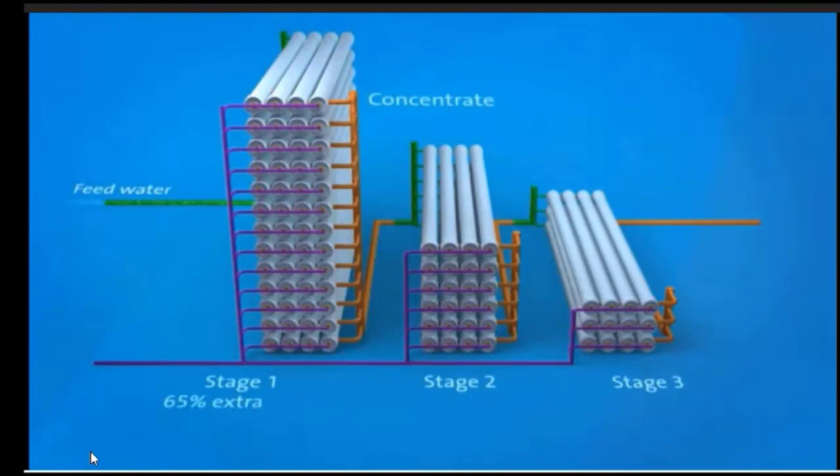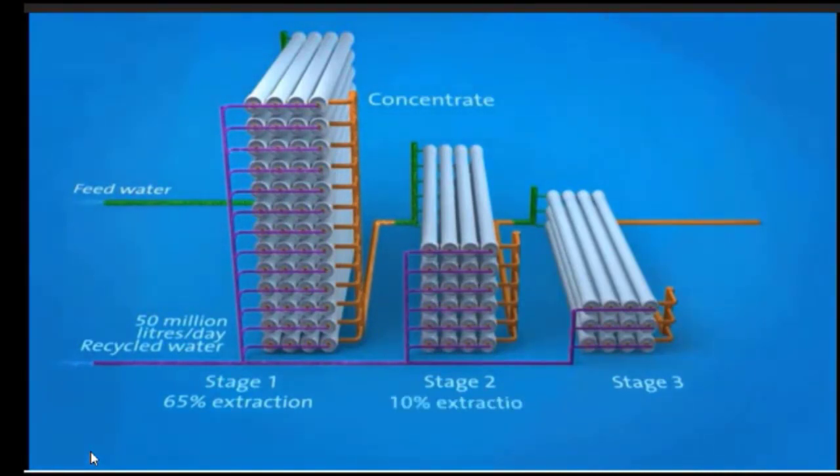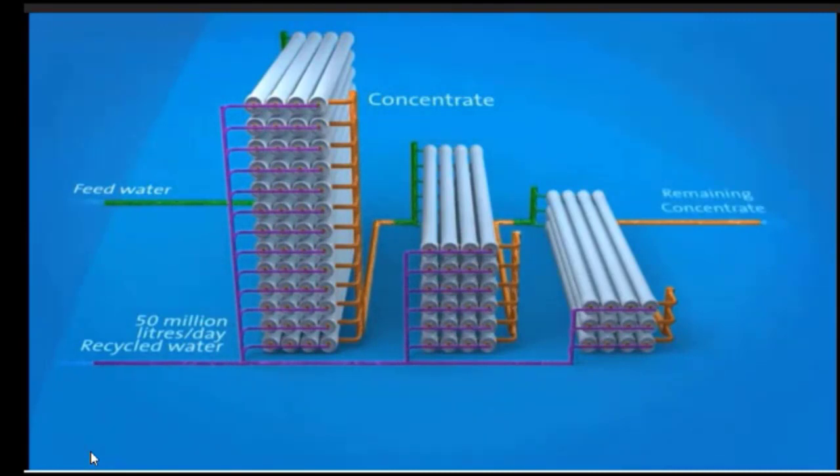As the feed water passes through each stage, more recycled water is extracted. 65% of recycled water is extracted at Stage 1. The remaining 35% is passed through Stage 2, where a further 10% is extracted. The final 25% is passed through Stage 3, where the last 5% of recycled water is extracted. 80% of all feed water is recovered as recycled water.